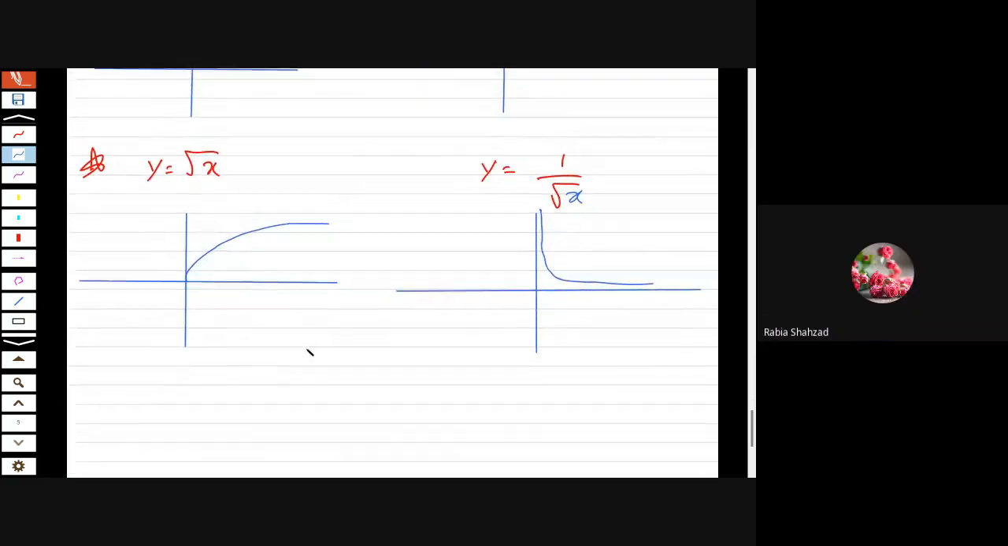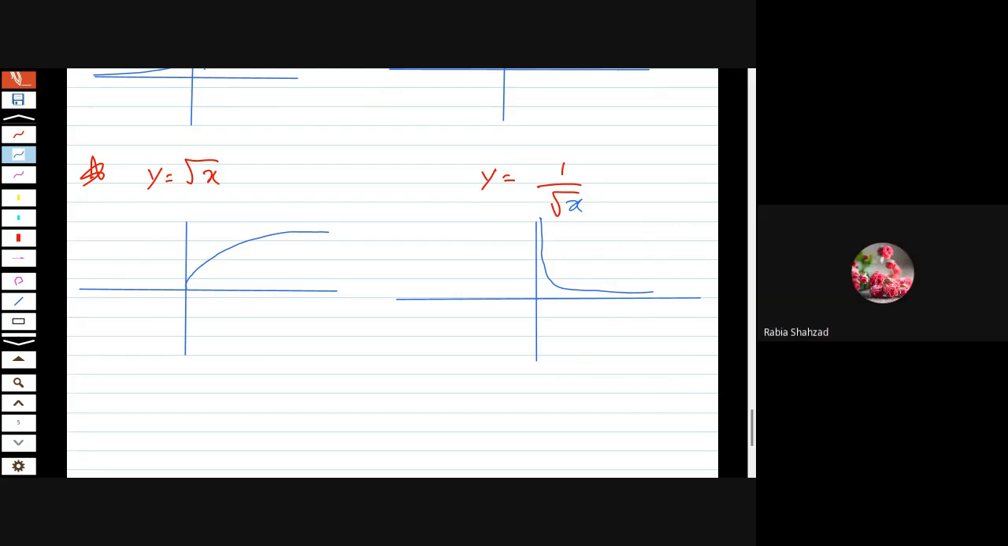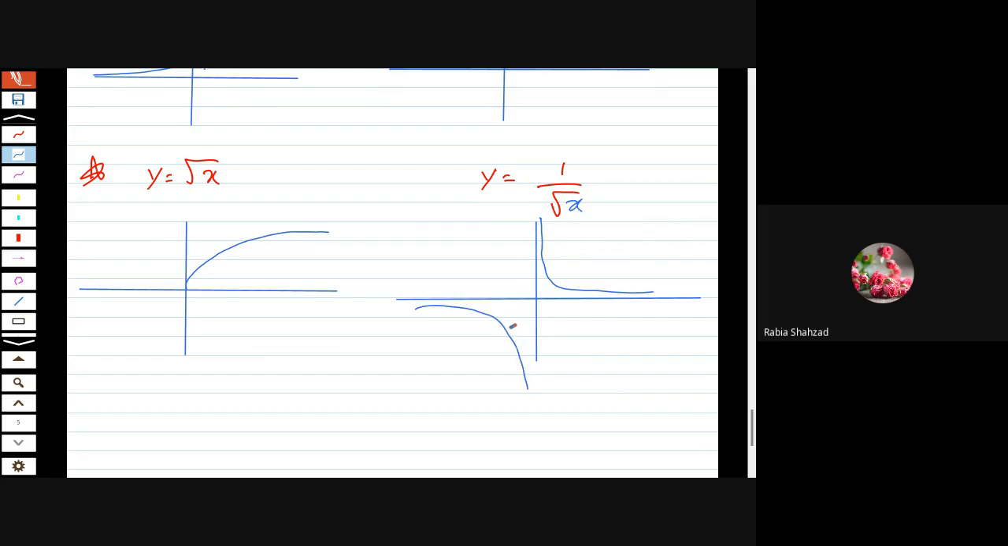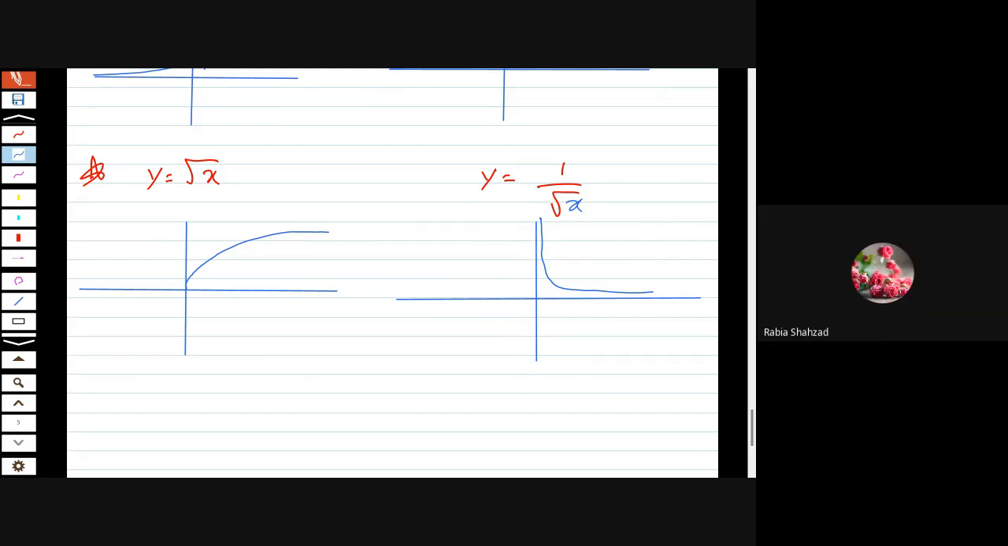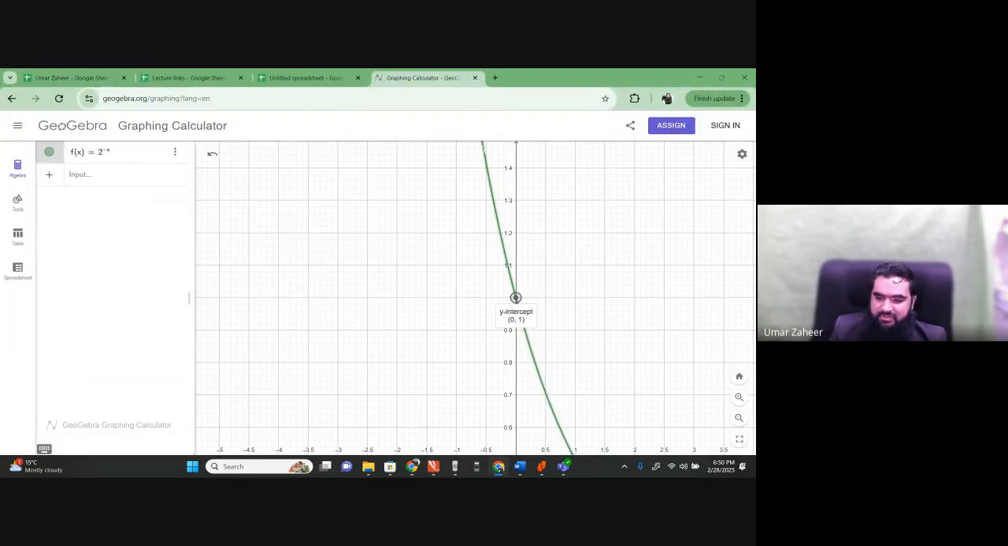But here we will take the graph only in the first quadrant because square root will not take the input as any negative number, minus 2, minus 3. It will not take that. So the graph will be only above, it's not going to go here. I'm just telling the general shape. If you want to check it, you can check here.